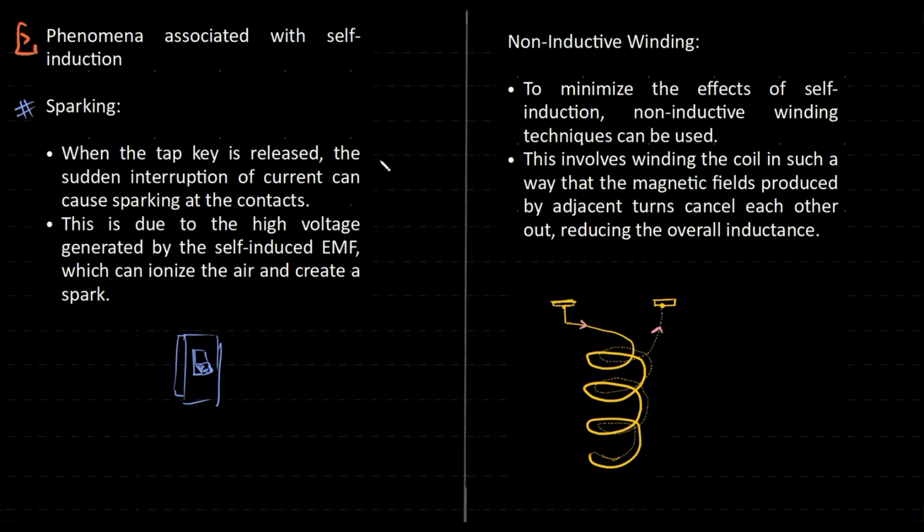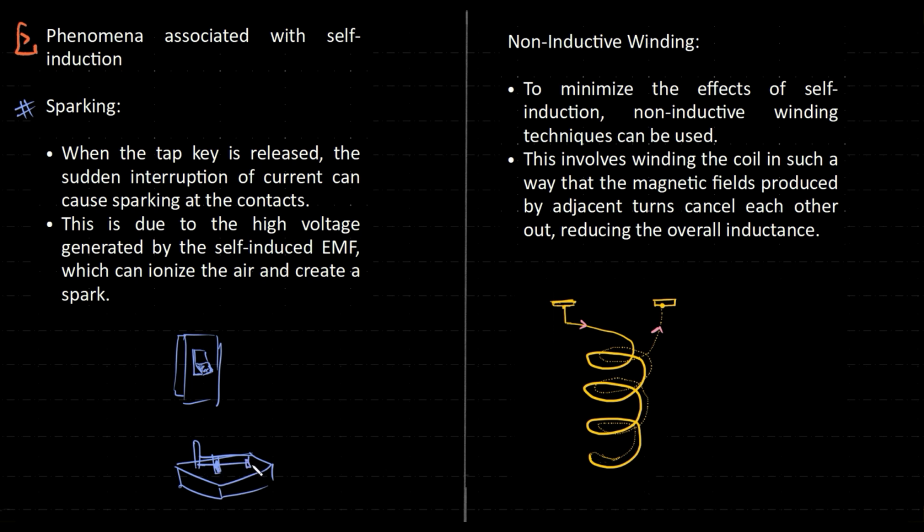So when the tap key is released, the sudden interruption of the current can cause a spark at the contact. So even with your physics lab and all of that, you have these big kinds of switches. I'm not doing a good job over there. Have you guys seen this? It's a switch basically.